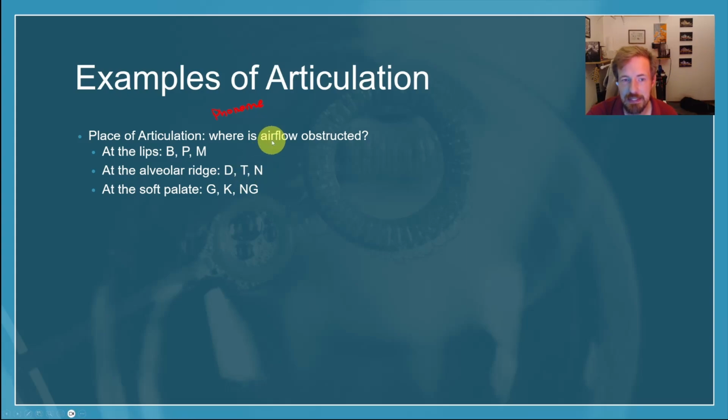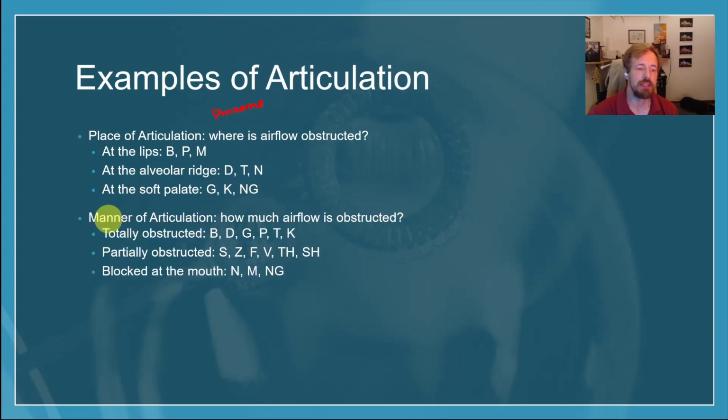Think about D, T, or N. If you say those out loud, you can feel where your tongue is stopping that airflow right behind your teeth. D, T, and N. And then the soft palate. We got G, K, and Ung. And you can feel your tongue again stopping the airflow, but now much further back in your mouth. The fat part of your tongue pressing up against the soft palate to pronounce that G sound.